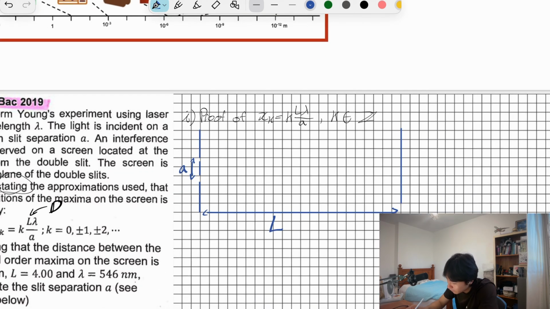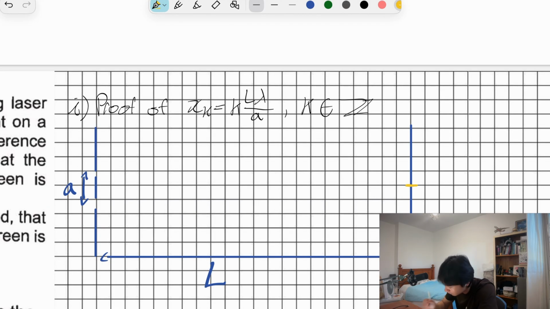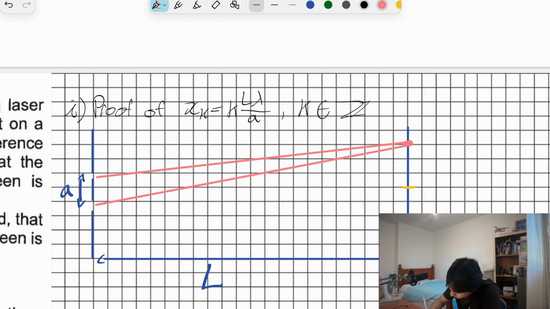Okay, so let's assume that around here is the middle of the two slits, and you say that you're going to observe a maxima on this point here, right? Okay, let's say that these two rays come out, creating a maxima at that point right there. Since it's at the top, let's call that ray 1, and let's call this ray 2.